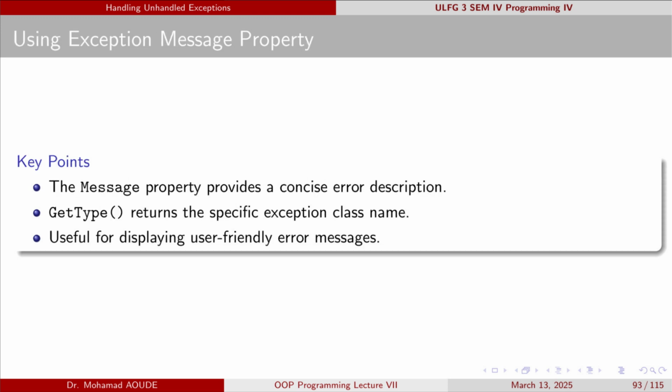Two core properties of any exception. Message tells you what happened. GetType tells you what kind of exception was thrown. Use both to create logs and UI messages that are helpful but not overwhelming.